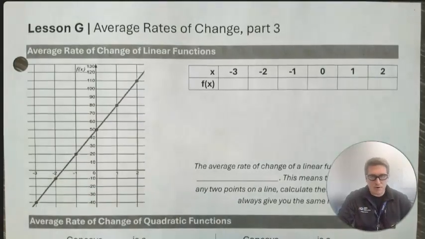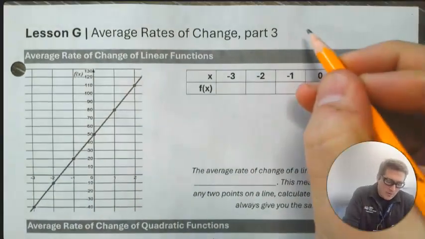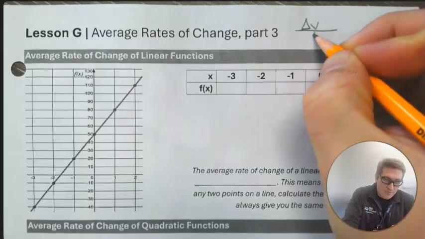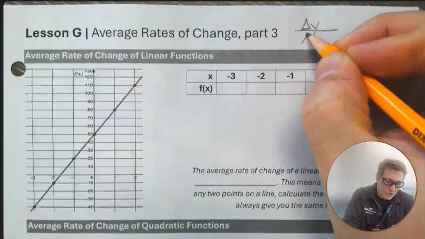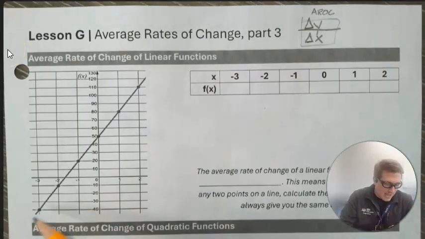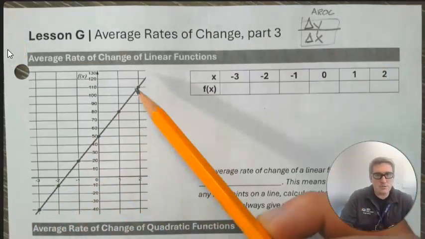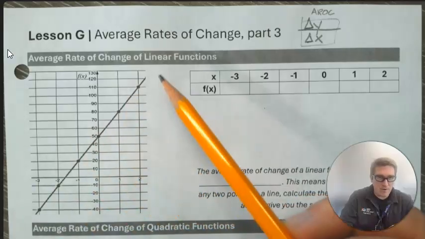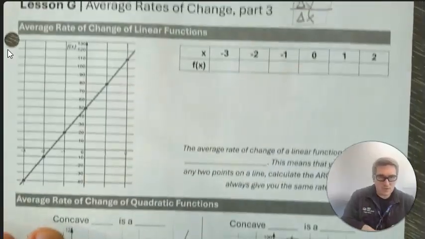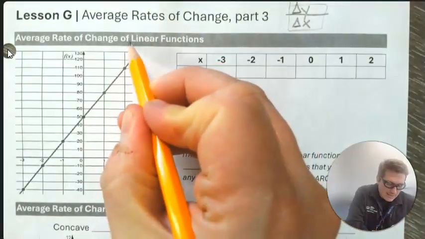Average rates of change, part 3. You should remember that the average rate of change is a change in your output variable divided by your change in your input variable. And that is your average rate of change. Today we're going to analyze what happens to the average rate of change at different parts of our line or our curves down here. So our first example is a linear function.